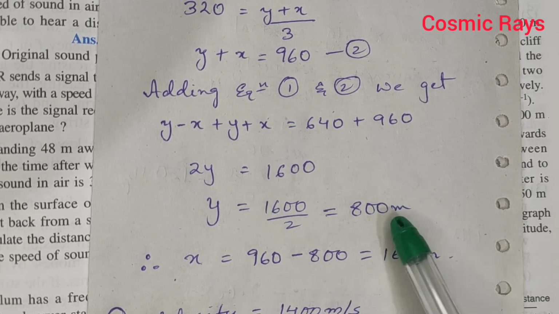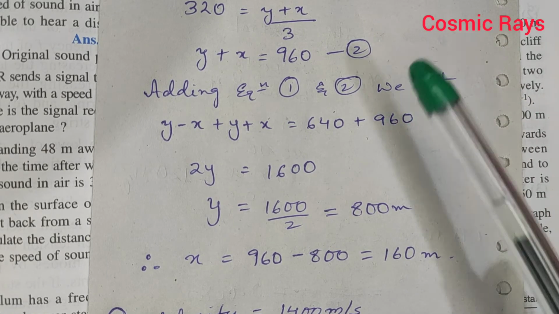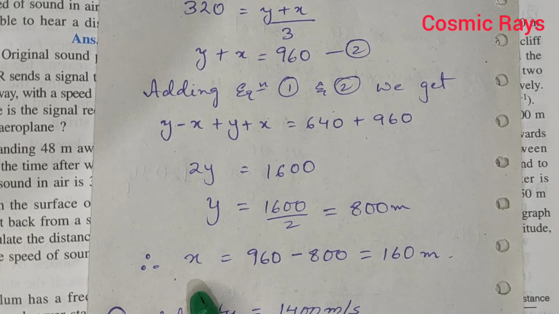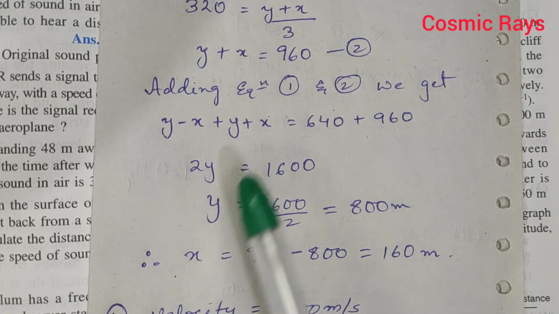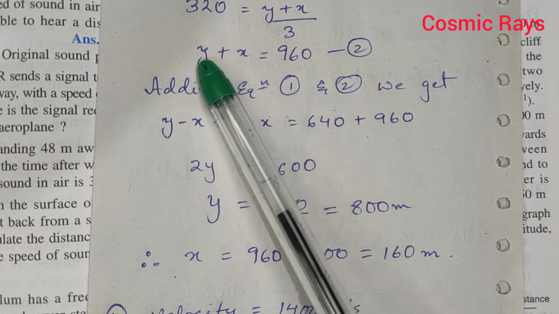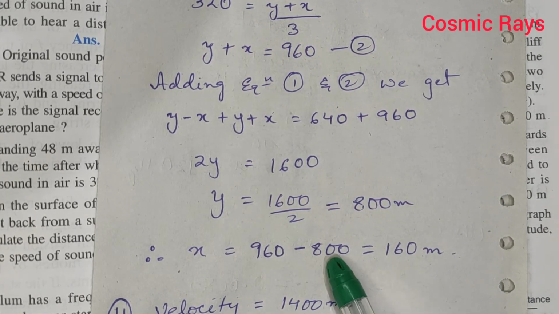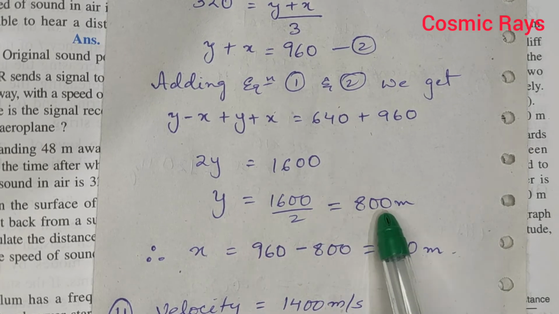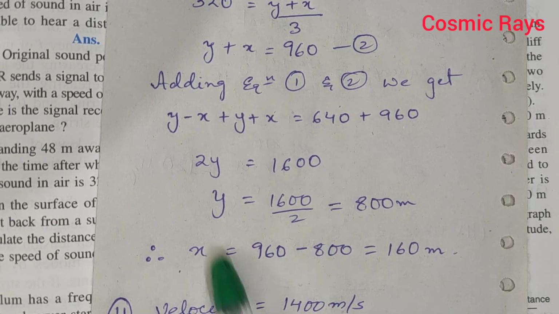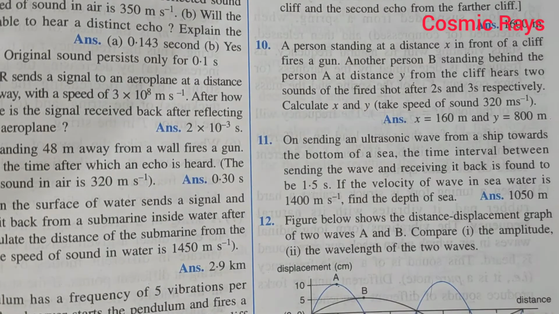If y is 800 meters, you can just put the value of y in either equation 1 or equation 2. I have substituted the value of y in equation 2. So x will be equal to 960 minus y. So 960 minus 800, that is 160 meters. And so the value of x is 160 meters, the value of y is 800 meters. In the exam, you may just put this answer in a box just to make it look beautiful.